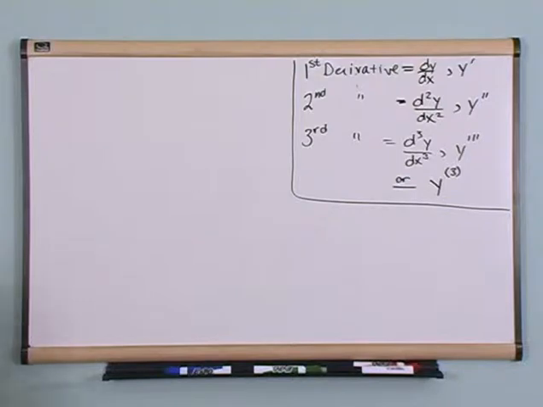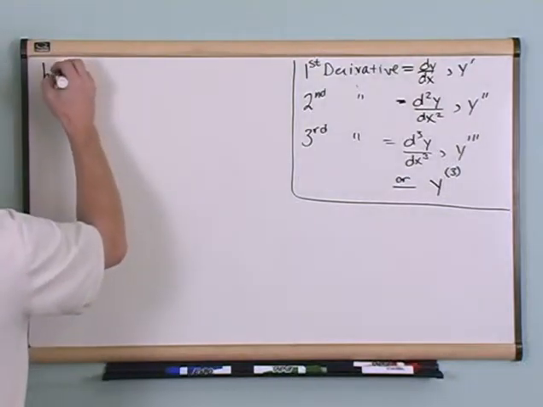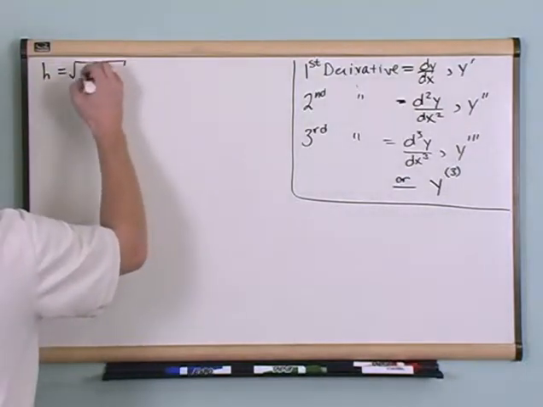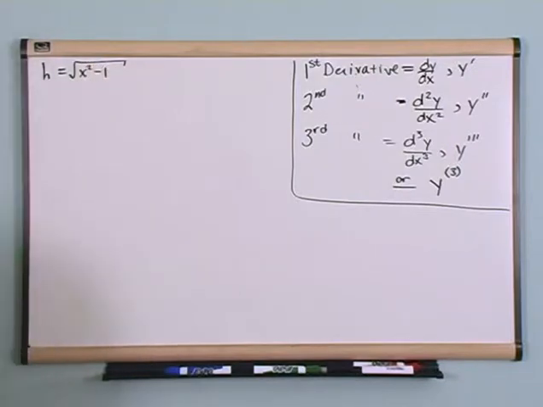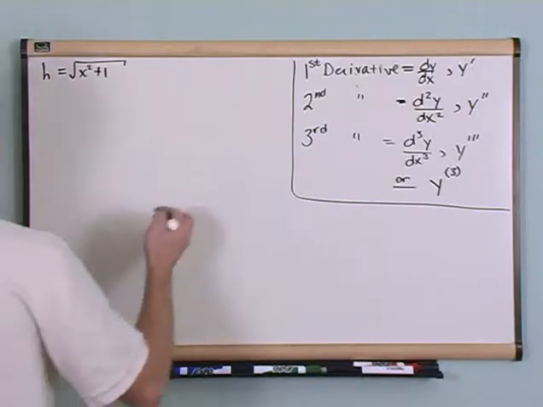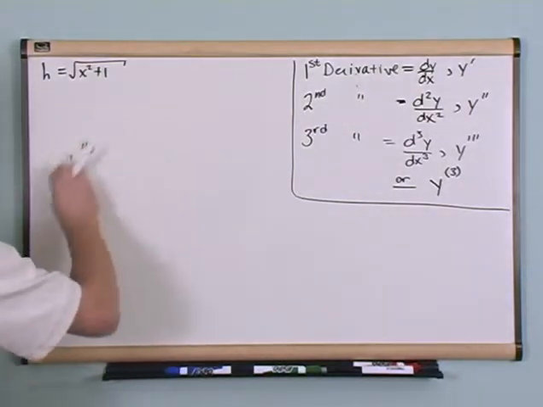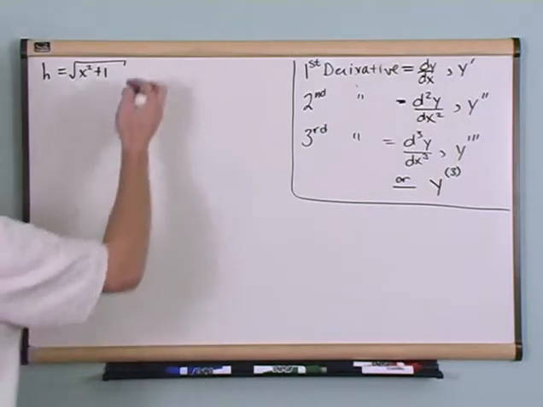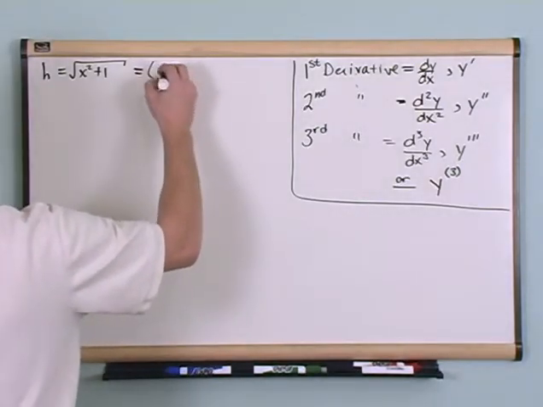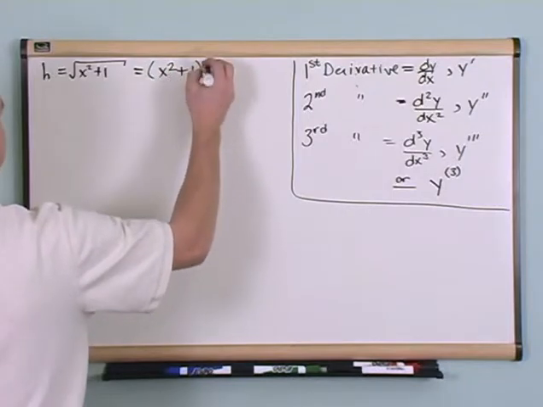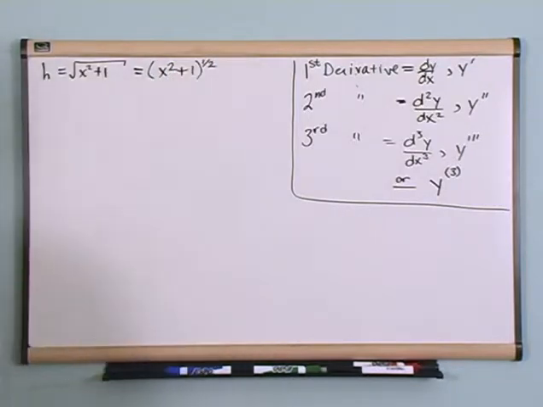What if you had a function h equal to the square root of x squared minus 1? Actually, let's make it x squared plus 1. And the question is, find the second derivative of h. So what you're trying to find is h with 2 little hatch marks here, the second derivative. Okay? Well, the first thing I like to do, as I've been doing all along, is get rid of this radical and write it as an exponent. So when you take the square root, you're raising something to the 1/2 power.